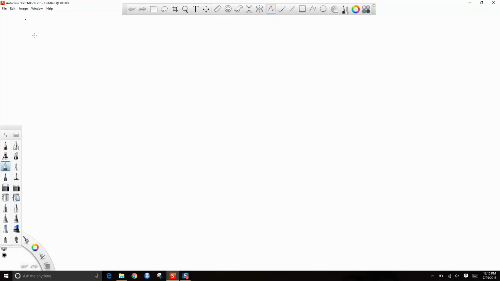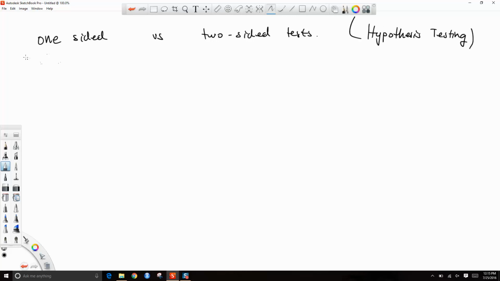Okay. One-sided versus two-sided tests. Okay, so this is regarding hypothesis testing, right? Okay, one-sided means the alternative has greater than or less than. For a two-sided test, this means the alternative has a not equal sign, okay? The null hypothesis always has an equal sign.